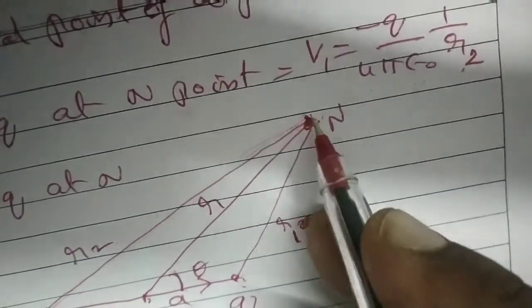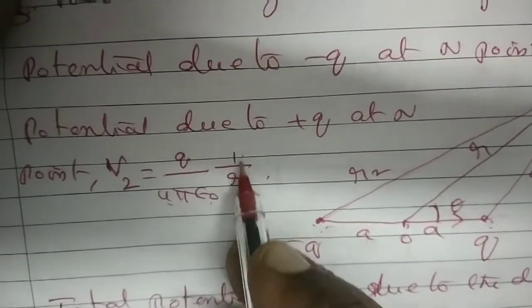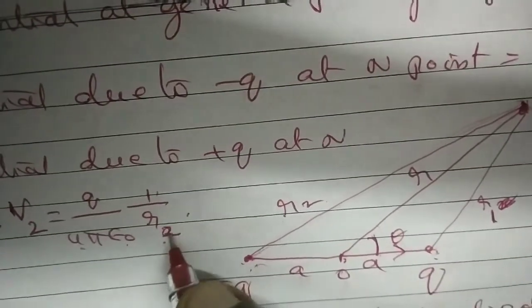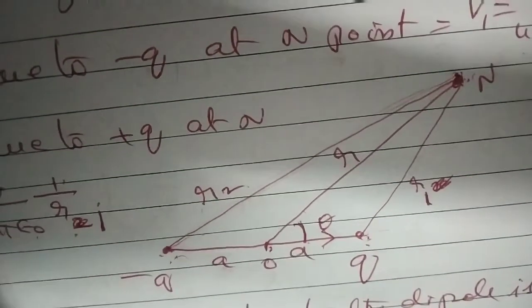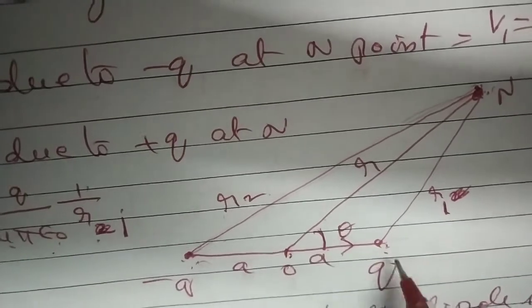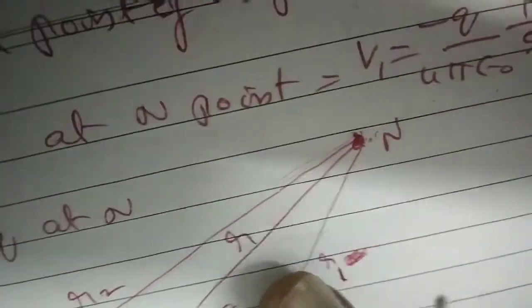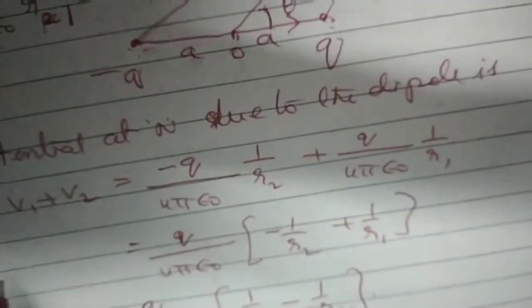Similarly, due to plus Q, how much is the potential there? The potential due to plus Q, V2, is equal to Q by 4 pi epsilon 0 into 1 by R1, because plus Q is at distance R1. So at point N we got potential V1 and potential V2 due to the minus Q charge and the plus Q charge. Now, total potential V, how much?